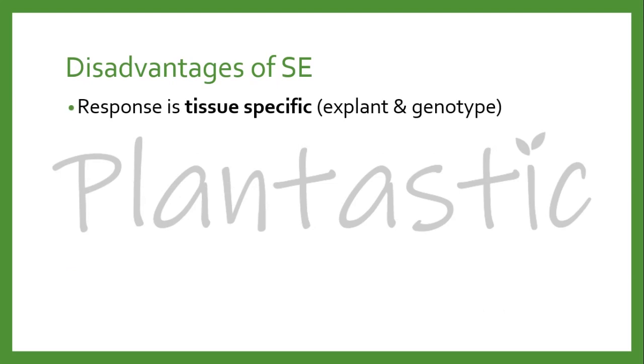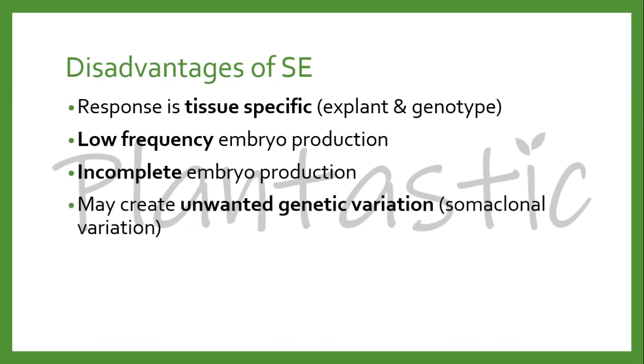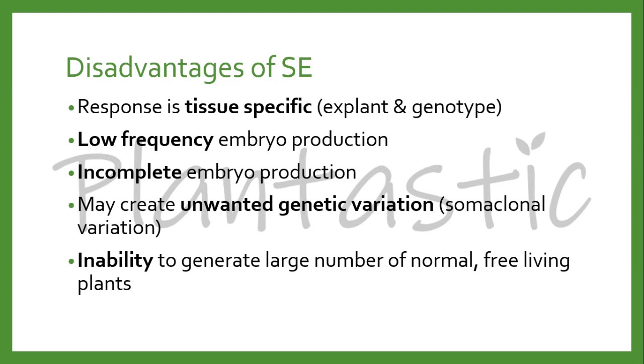Different types of explants or genotypes will give you different results. There is a low frequency of embryo production, in which you will also have incomplete embryo production. It may create unwanted genetic variation, which is the somaclonal variation as mentioned earlier. There is no true-to-type as compared to micropropagation. It has the inability to generate a large number of normal plants, that is, free-living plants. The plants regenerated through this method are generally weaker as compared to those of micropropagation.